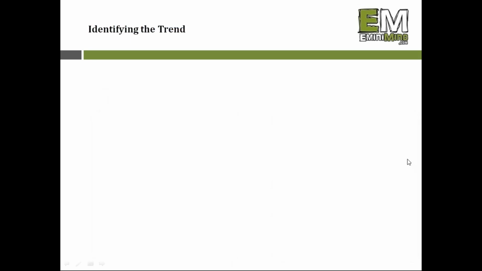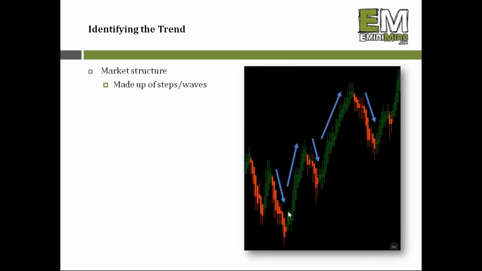So let's talk a little bit about how you can identify the trend so that we can place trades. And then we'll get into what I'm looking for to place those trades. So basics, market structure, we kind of all know that the market doesn't go straight up and straight down. It kind of stair steps its way up. And so we've got a series of steps or waves or undulations, whatever you want to call it.